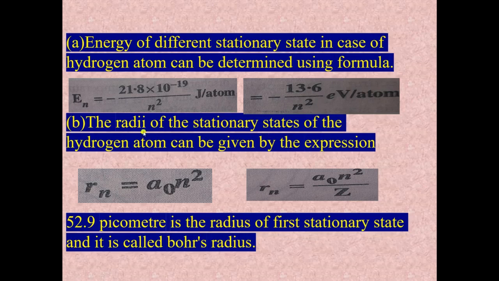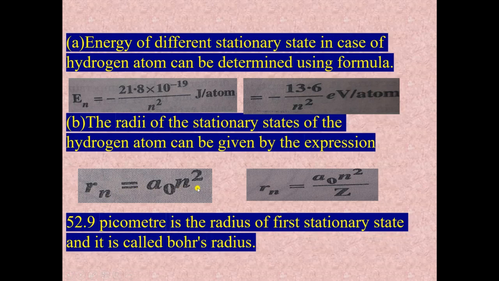Next, in the same way you will find the radii of the stationary states. So here you will use the formula Rn is equal to A naught into n square. Here A naught is the radius of the first orbit, which is equal to 52.9 picometer, and this is for the hydrogen atom. For the hydrogen atom, the radius of the first orbit is 52.9 picometer. And again, if you want to find the radius of the first orbit, here you will write R1 is equal to A naught into 1 square.